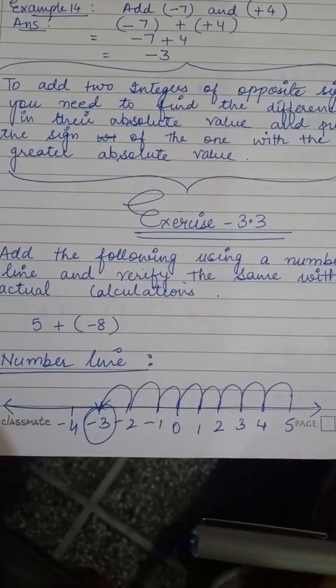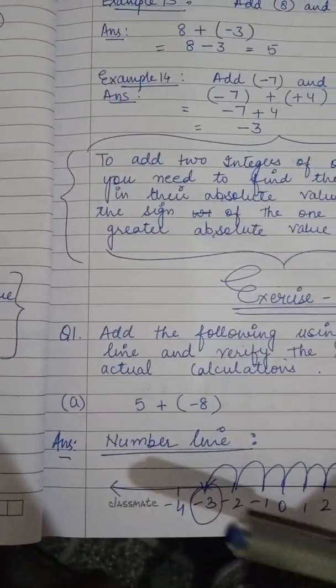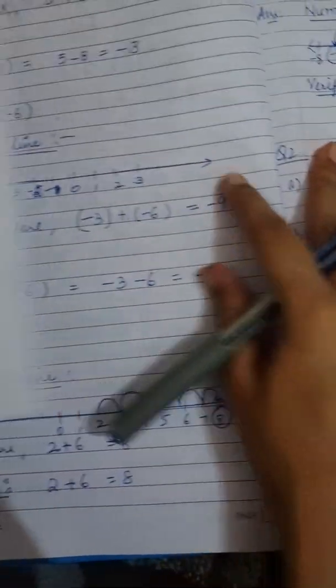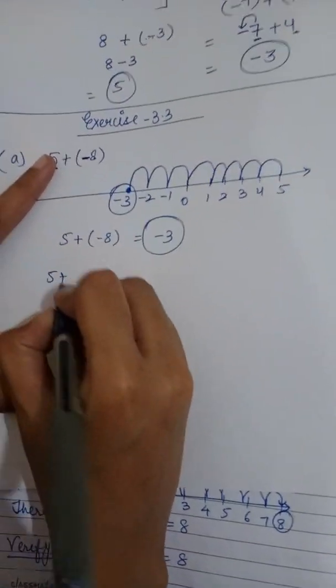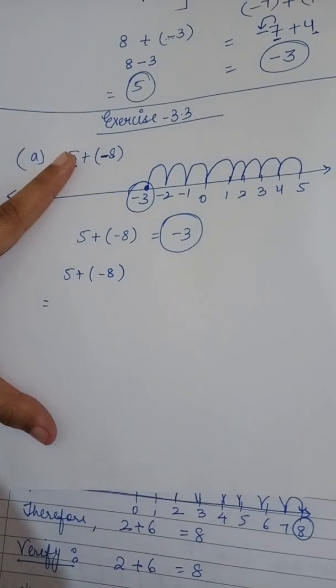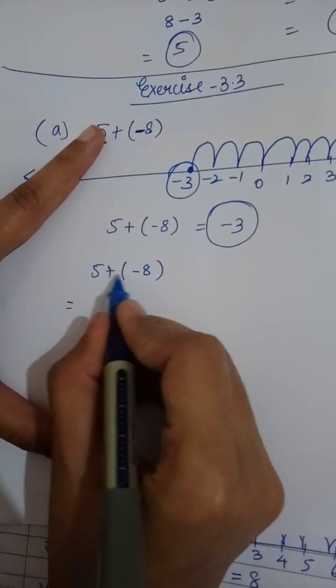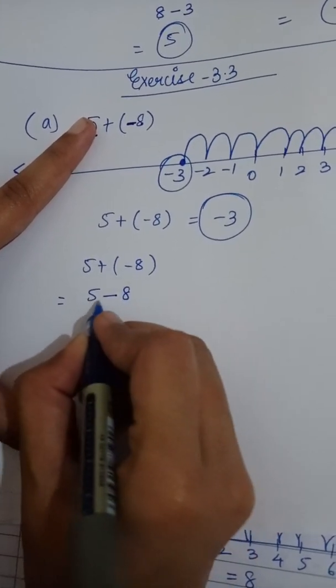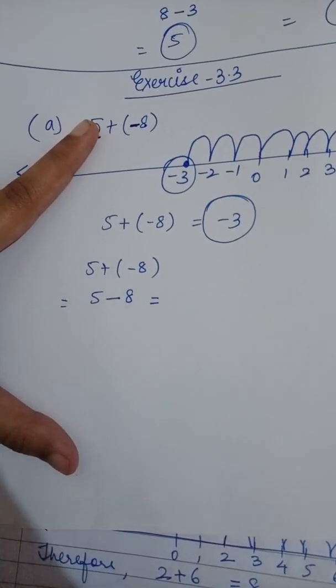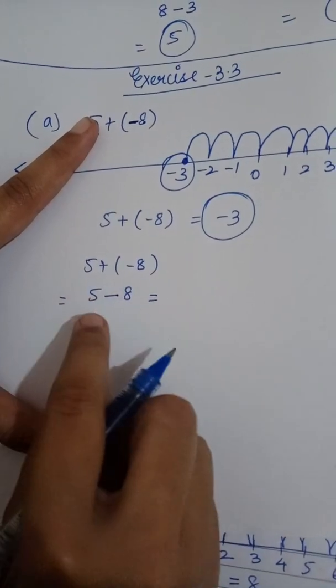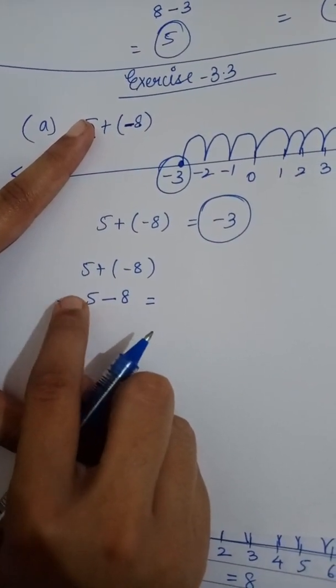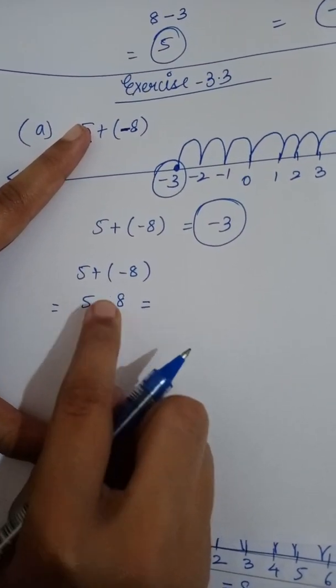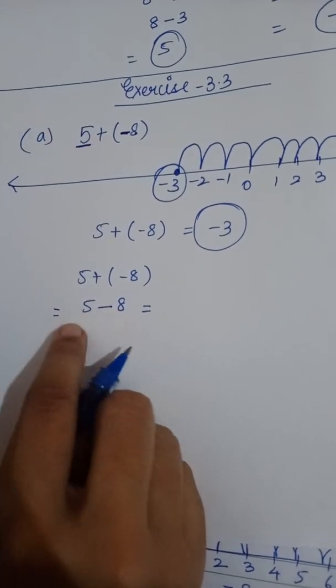Fine. Now the next is we have to verify with the actual calculations. Now what is the meaning of the actual calculations? I am having this question. Now I have told you that two signs cannot be together. What is plus minus? Minus. So it will be 5 minus 8. Now what will come here? Firstly, when no sign is there, that means the sign is plus. And what is plus minus? Minus, because the two signs are opposite.